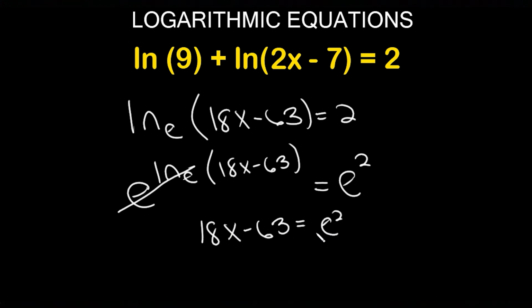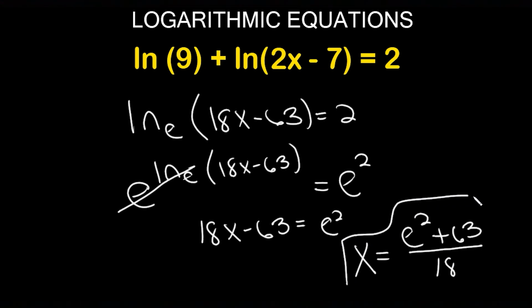And from here, you just have 2 more steps. You have to add 63 and then divide by 18, right? So if I add 63 and divide by 18, I'm going to be left with x is equal to e to the second power, add that 63, and then divide by 18. Done, right? So this problem right here is now complete, okay?